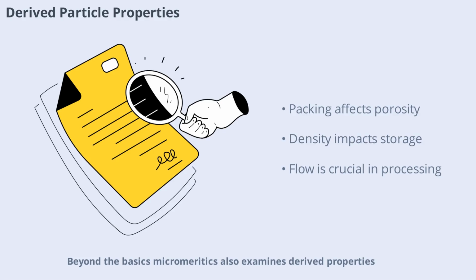Beyond the basics, micromeritics also examines derived properties. These include packing arrangements, porosity, density, bulkiness, and flow properties. Derived properties are influenced by the fundamental characteristics of the particles and can have a significant impact on how powders behave during processing and storage. For instance, porosity affects how much air is trapped between particles, while density and bulkiness determine how much space a given mass of powder will occupy. Flow properties are especially important in manufacturing, where consistent movement of powders is essential.